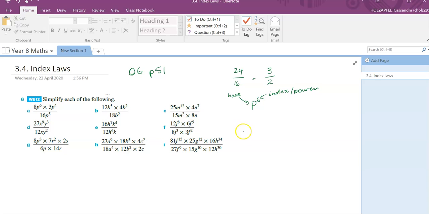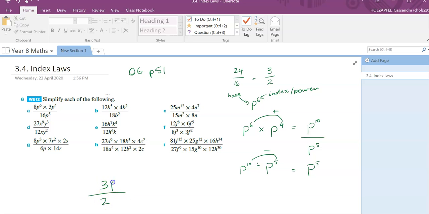According to our first index law, when we're multiplying things that have the same base, what we're going to do is add the indices together to get p to the power of 10. Now this is a fraction, and we know that a fraction is the same as dividing. And so when I'm dividing, according to our second index law, we're going to subtract those two values. So we get p to the power of 5. So what we're going to end up with, I'll pop my numbers here: 3 over 2, and my letter was p to the power of 5.